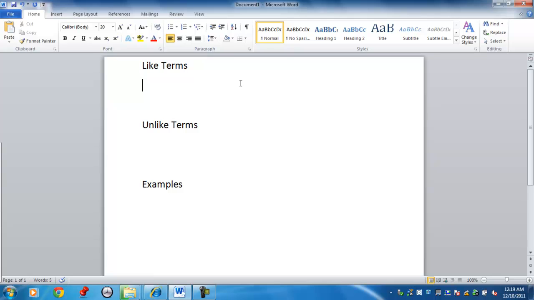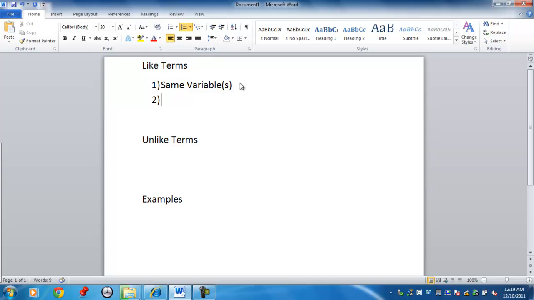In general, there's two things you want to look for in like terms. One, they have to have the same variable. Two, they have to have the same exponent. If I were to give you two terms, like for example 5x and 3x, these two terms are like terms because they both have the same variable with the same exponent. The x's have an exponent of 1 in this example.